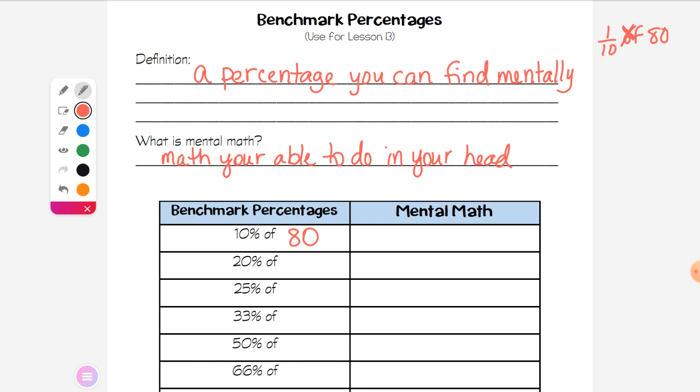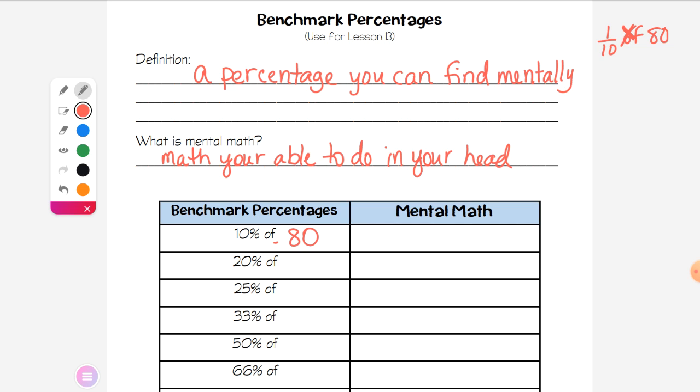So 1/10 of 80 is this math problem. Why is that what we do here? Cooper? Because 1/10 is the same thing as 10%. Okay, that is its common fraction and percentage. We could also do it as 0.1. Same thing. Okay, so with these, we can use those.